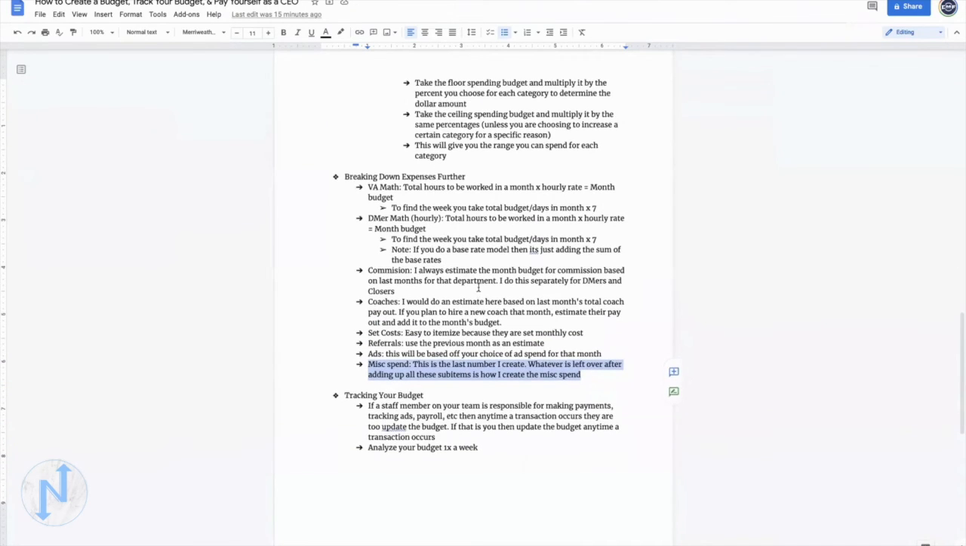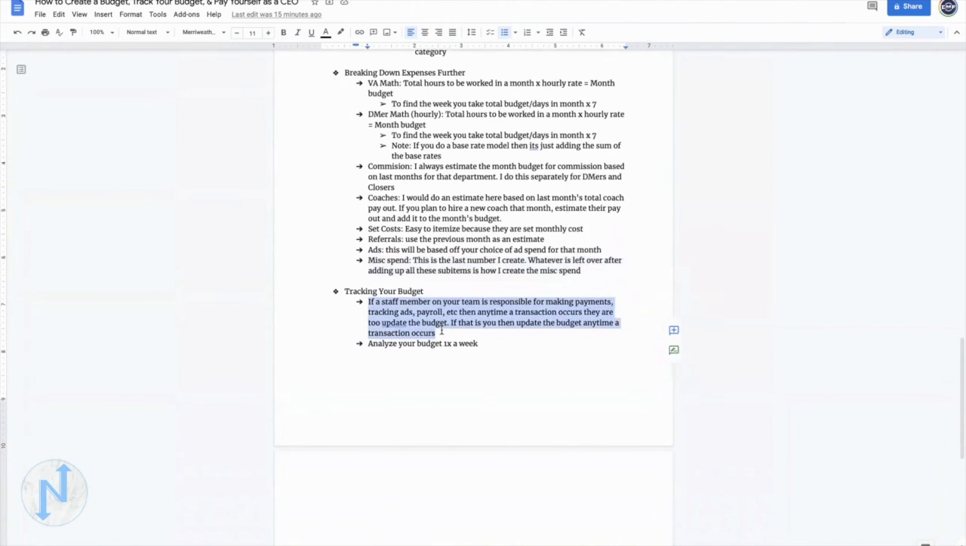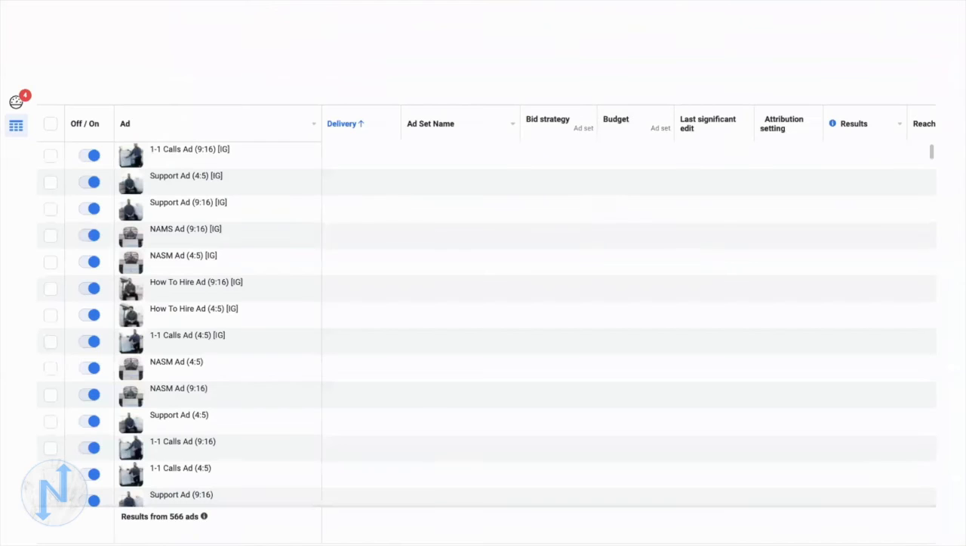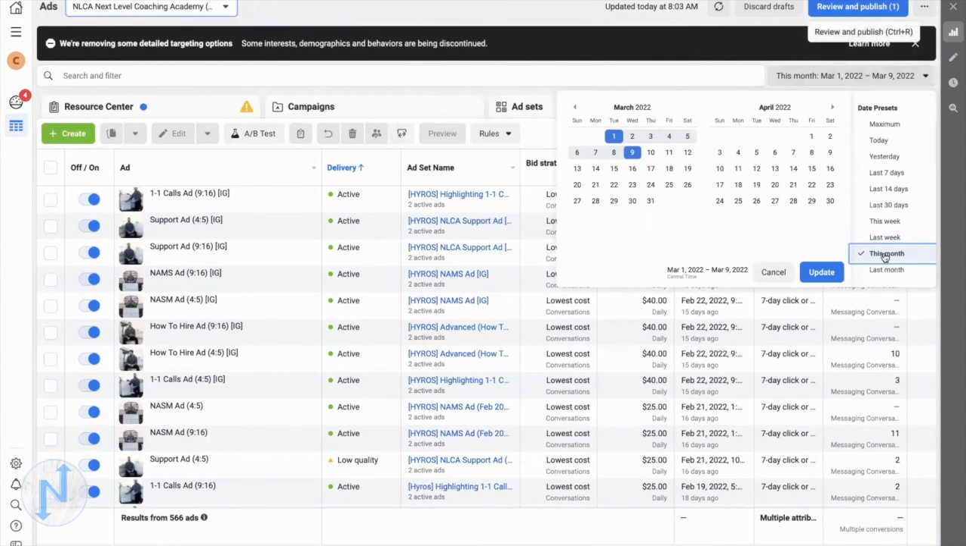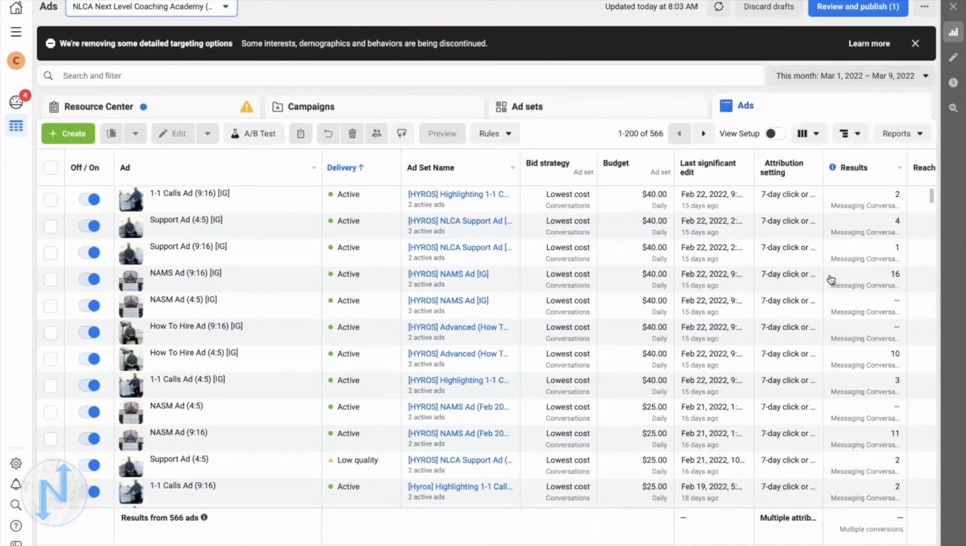Okay. So how do you actually track this, right? So what's the procedure here? If a staff member on your team is responsible for making payments or tracking ads or payroll, anytime a transaction occurs, they're to update the budget, right? But if that's currently you, then anytime a transaction occurs, you update the budget. And very simply, you can look and see how much you're spending on ads by coming to the ads manager here. And then let's see, how much are we spending? You click this month, update.